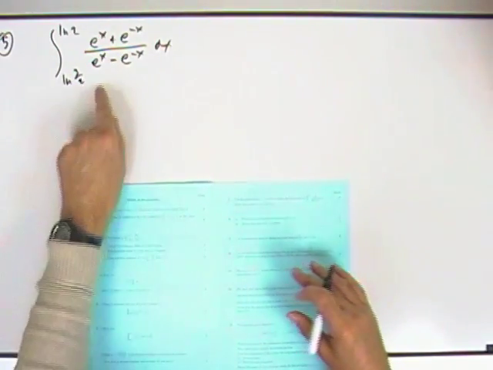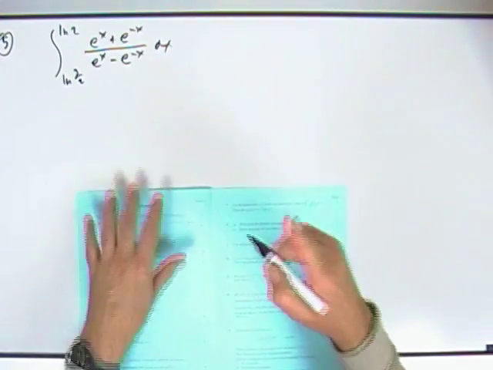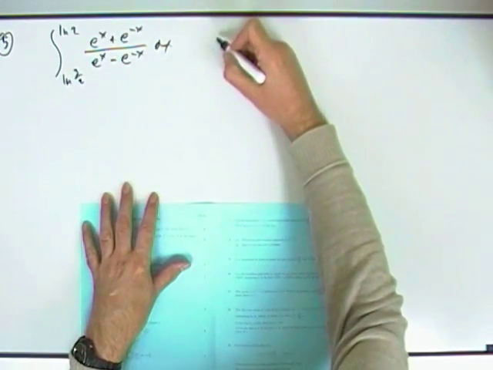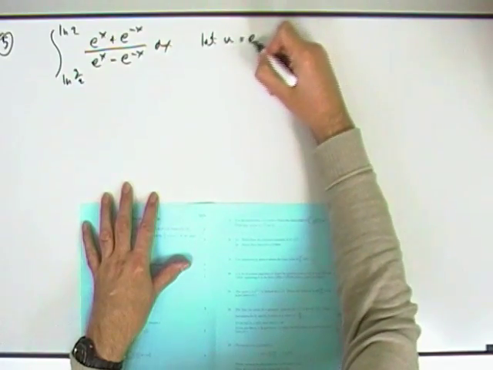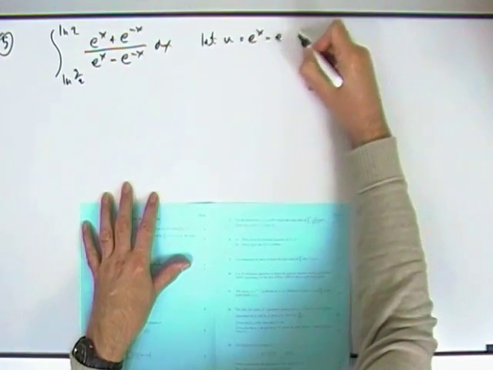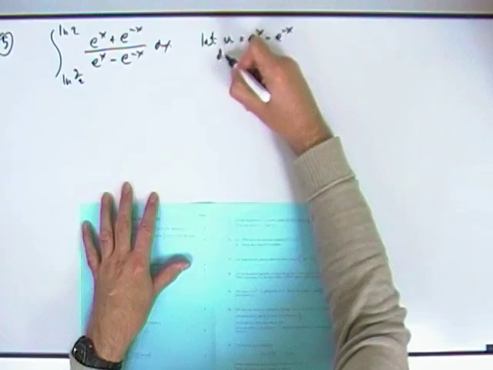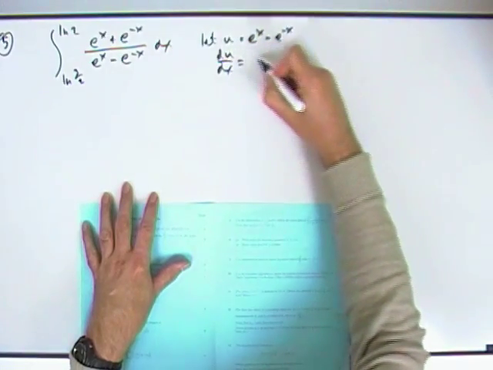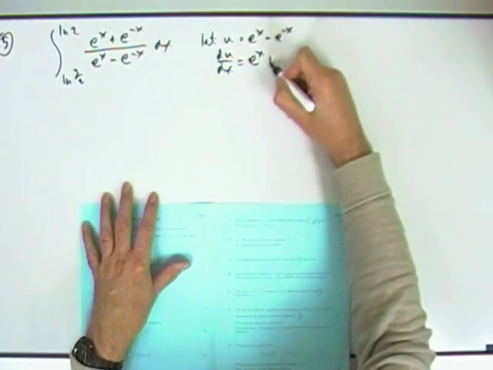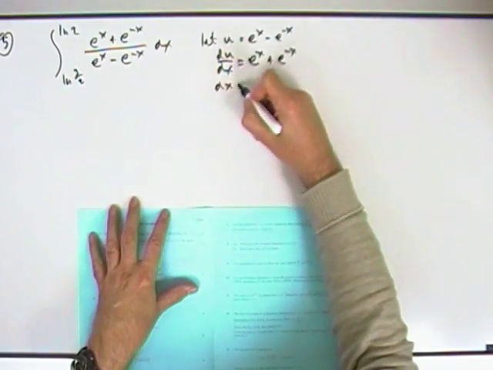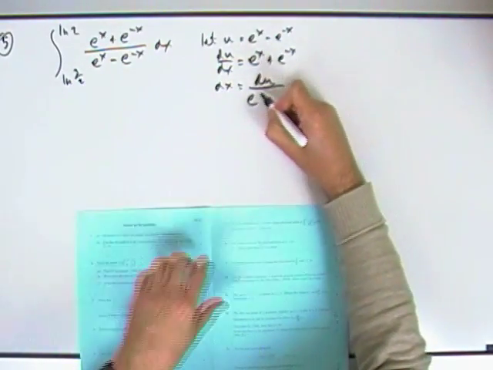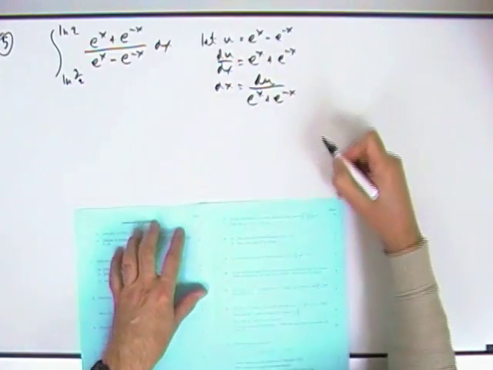You probably did a substitution. So I'll do the substitution first of all. I'm guessing you'd probably have set it out like this. Let u, or whatever you chose, equal e to the x minus e to the negative x. So that du by dx was e to the x plus e to the negative x, being the top. So that dx would have been du over e to the x plus e to the negative x.